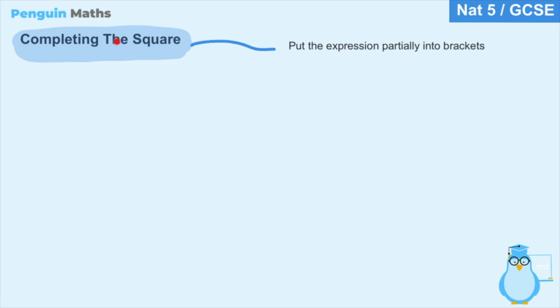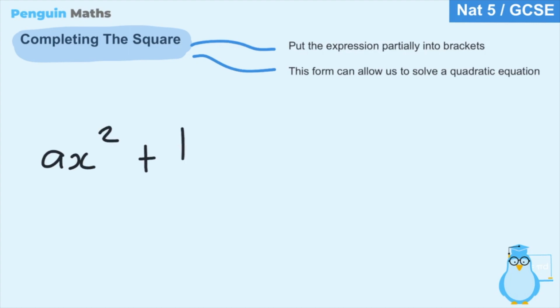We can perform this if we have a trinomial or a quadratic expression, and it means putting the expression partially into brackets. So not the full thing like we had last time with two separate brackets, but we can put it partially into a set of brackets. Also, putting it in this form known as completing the square will allow us to solve a quadratic equation as well. By a quadratic equation, I mean an equation in the form of ax squared plus bx plus c, so in the form prior to performing the trinomial factorisation. But what does this mean?